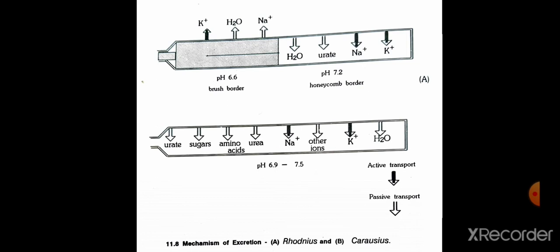In this diagram, we can see the Malpighian tubule of Rhodnius in diagram A, and in B we can see the Malpighian tubule of Carausius. As we know, in Rhodnius the Malpighian tubule is divided into two parts, the proximal having a brush border and the distal part with a honeycomb border. The aqueous solution of urate is always absorbed by the distal part.